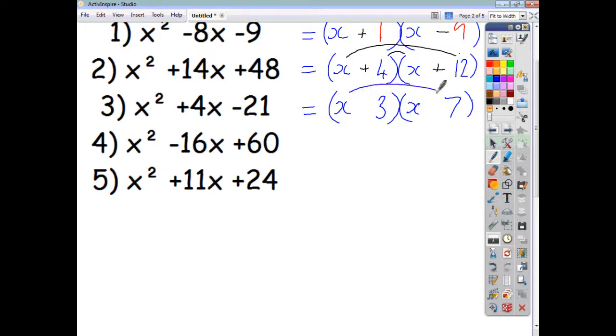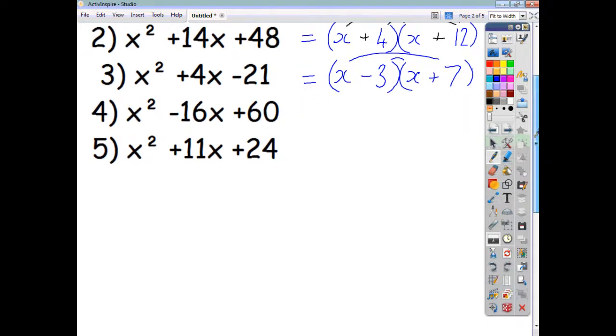Again, think of the outsides, think of the insides. What do you want? You want positive 7x, so that has to be positive. And you want to take away 3x, so this has to be negative. So positive 7x and negative 3x combine to give you positive 4x. And if you're ever in doubt, all you need to do is use FOIL, multiply out the brackets, and you should end up back where you started.